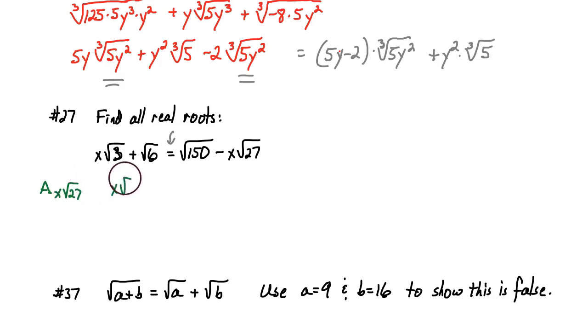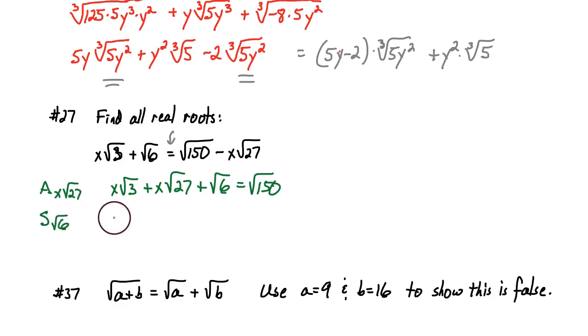We will have x square root of 3 plus x square root of 27 plus the square root of 6 equals the square root of 150. Since we're collecting the x terms on the left, let's move this square root of 6 to the right side by subtracting it. Now we have x square root of 3 plus x square root of 27 equals the square root of 150 minus the square root of 6. Let's see if we can combine these together by getting like radicals.